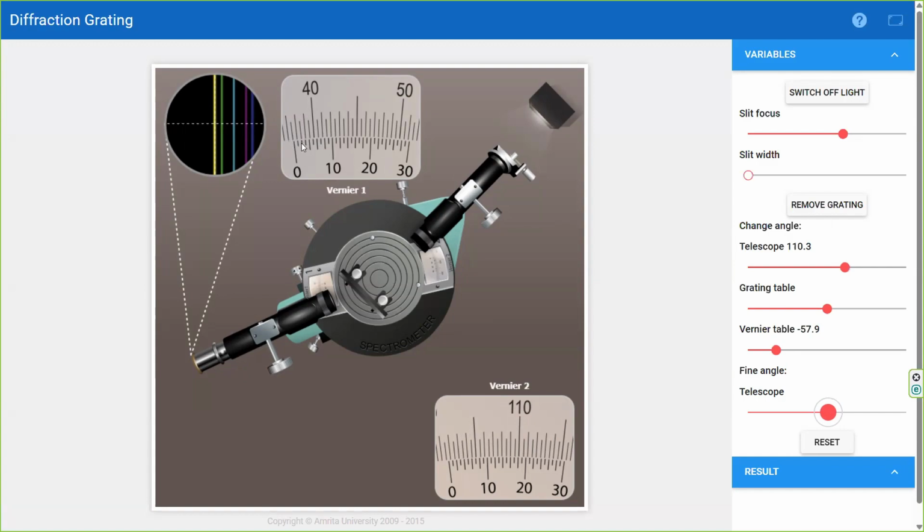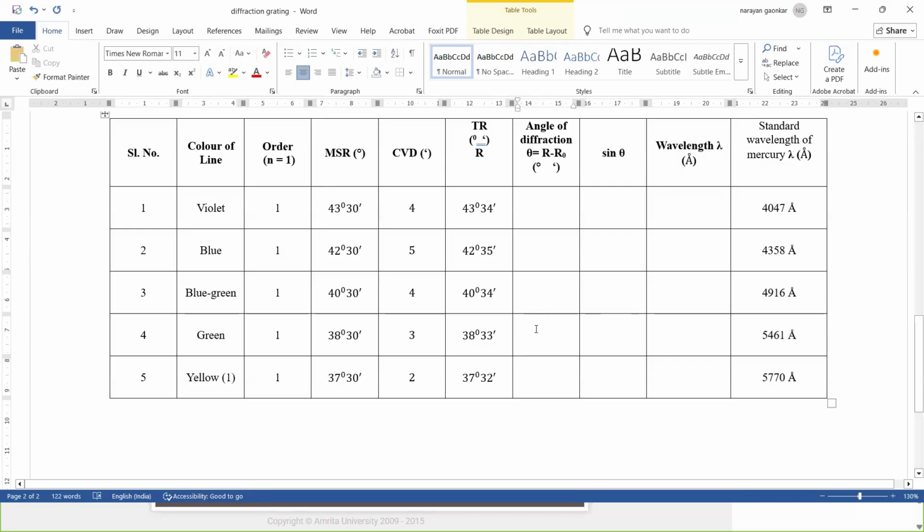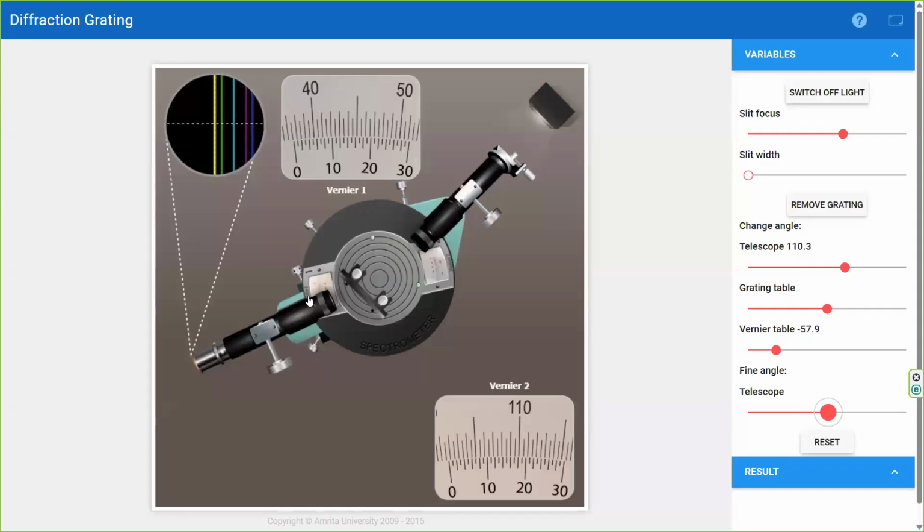What is the angle of deviation for different lines of the Mercury? I have to calculate. And it is observed that different wavelengths are going to be deviated by different angles because of the diffraction phenomena, because the angle of diffraction mainly depends on the lambda value. So now I will switch over to the tabular column and I will calculate the value of the angle of deviation and the value of wavelength.